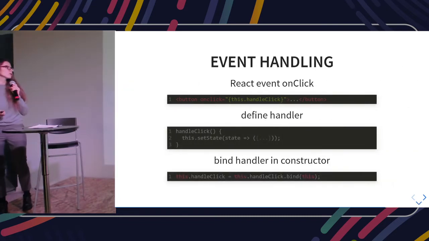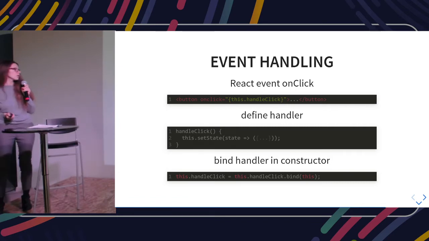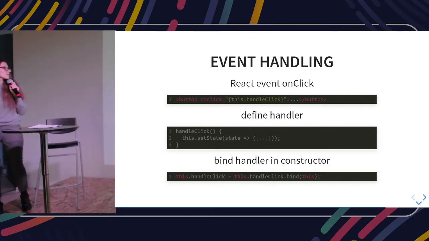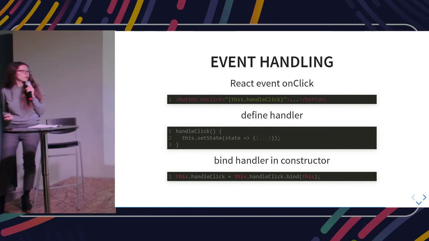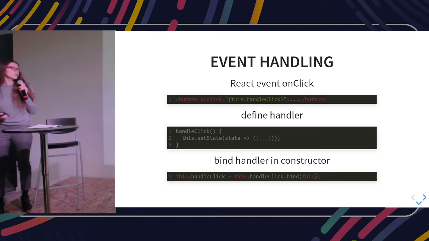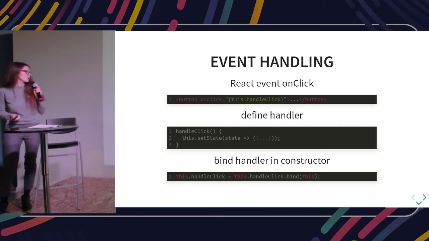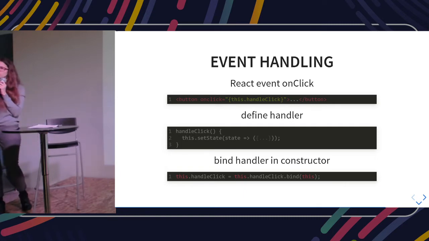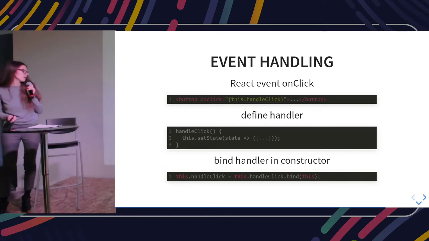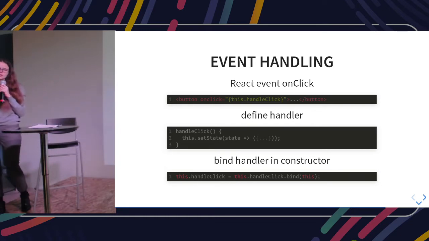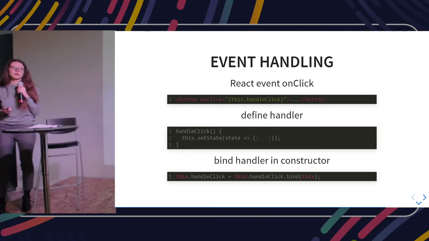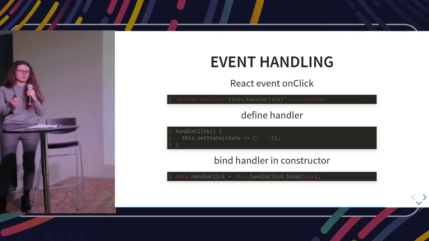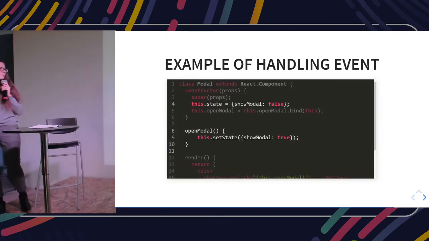Okay, let's move forward. In React, we can handle events. In this example, we have the event onClick, to which we pass a handler, handleClick, and in our constructor, we need to bind this handleClick in order to have this in our handler method. Perhaps now it's a little bit weird, but okay. Let's see how it works.